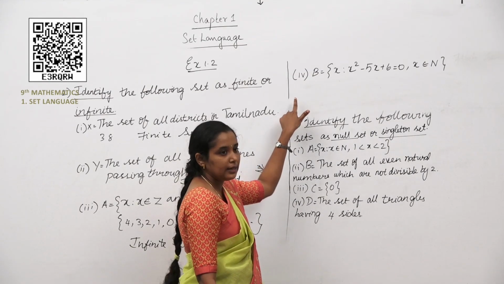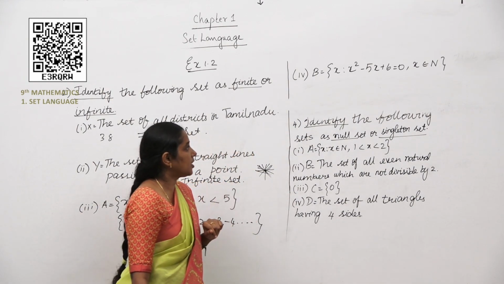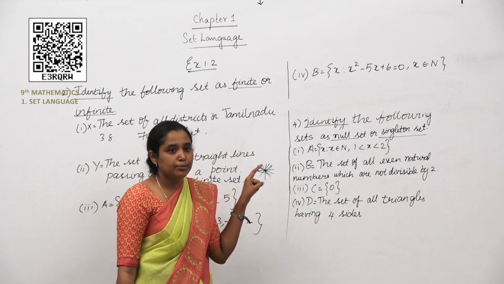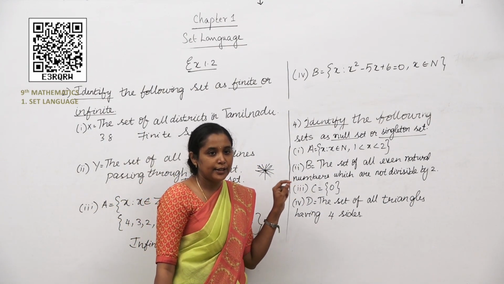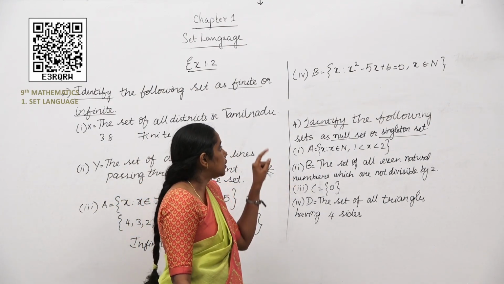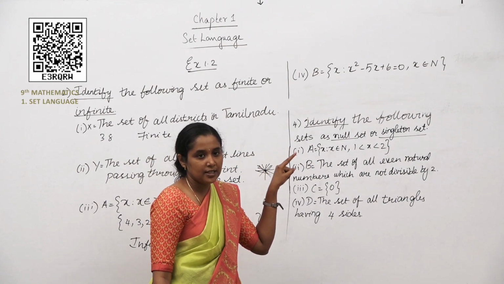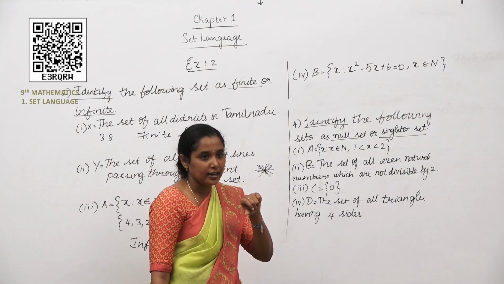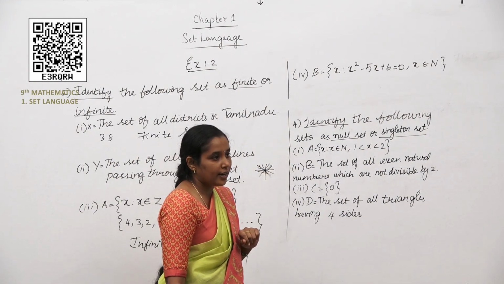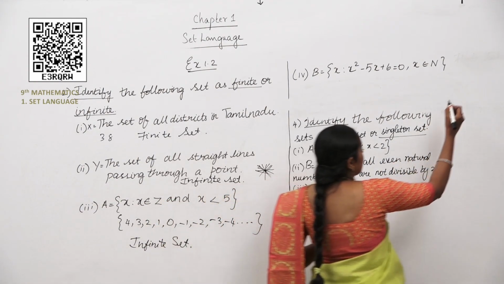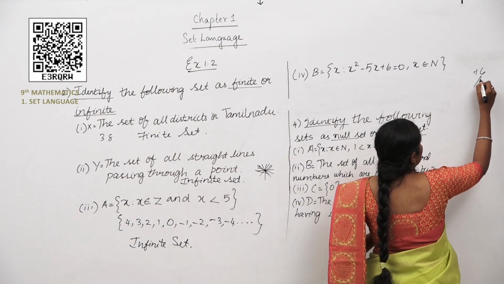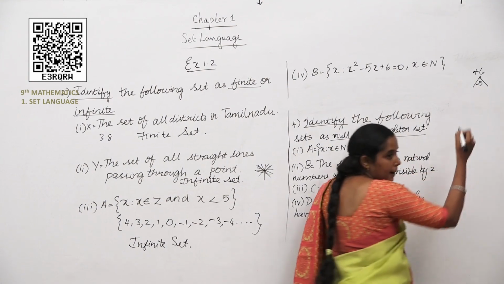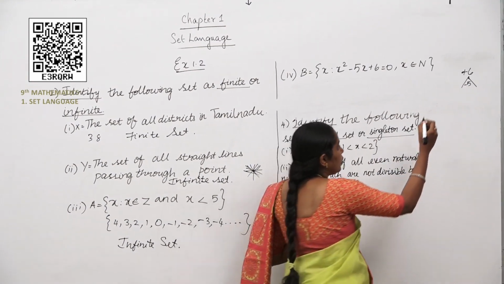So, fourth subdivision, B is equal to {X such that X square minus 5X plus 6 is equal to 0, X belongs to N}. So, N denotes natural numbers. X square minus 5X plus 6 is equal to 0 is a quadratic equation you would have studied in 8th standard. How will you factorize this quadratic equation? Plus 6, when you multiply you should get plus 6, when you add you should get what? Minus 5.